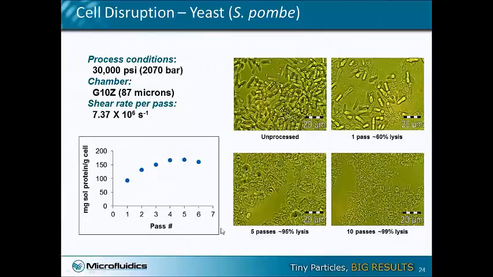But when you analyze, remember, you want to rupture as many cells as you can, but at the same time, you want to recover the good product. So when we measure the soluble protein concentration, you can see it reaches a maximum after 5 passes. With additional passes, the concentration starts to decrease, which implies that protein denaturation may have occurred. So in this application, under these process conditions, 5 passes is the optimum process condition.